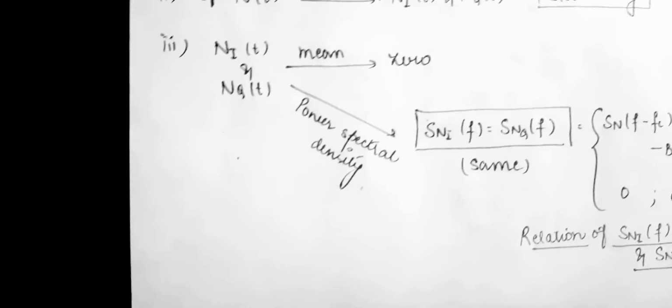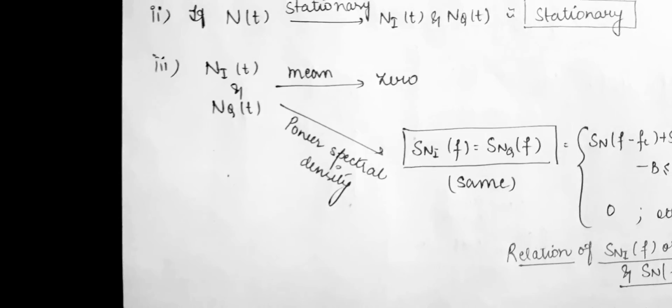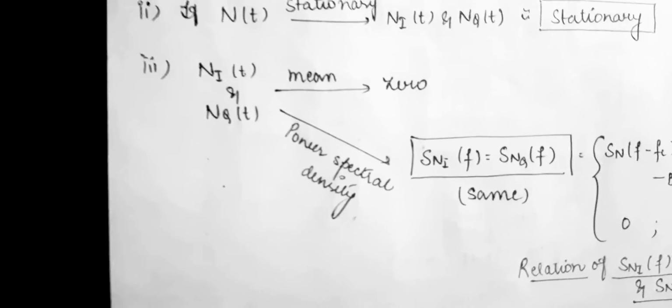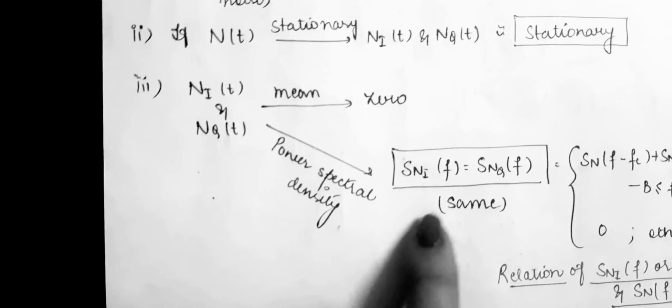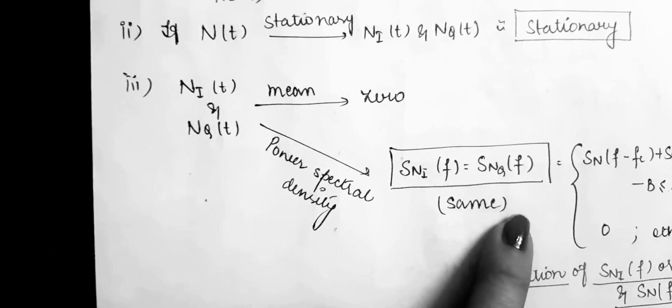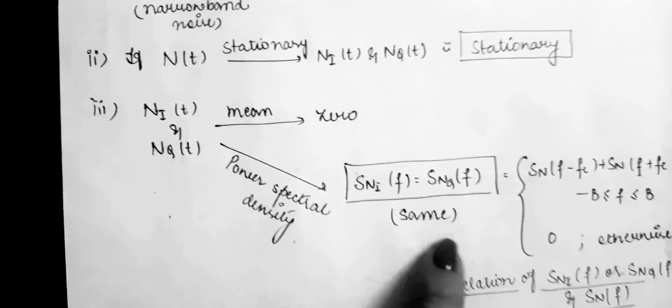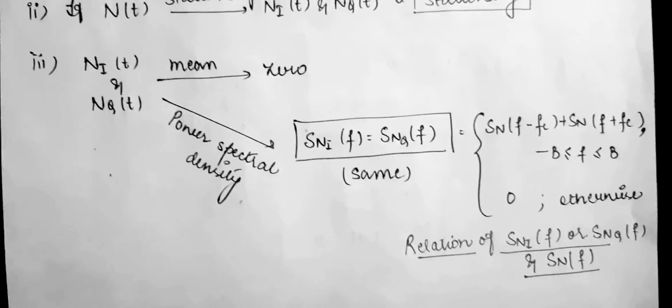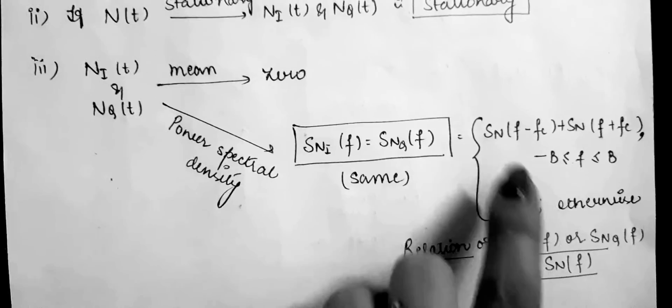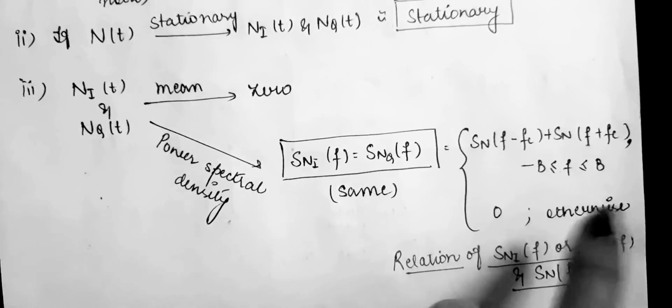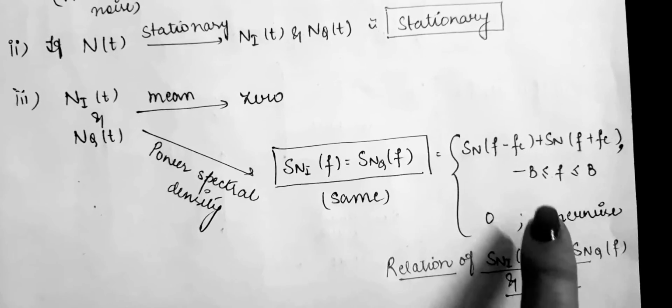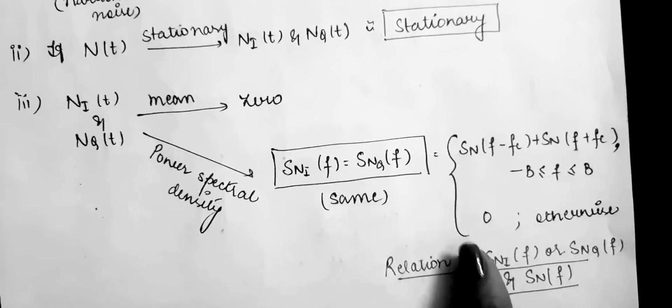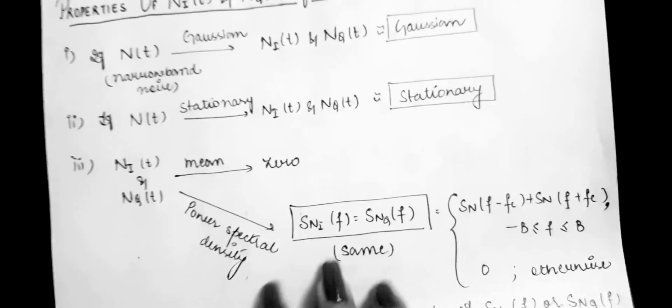Now the third property: when n_I(t) and n_Q(t) have mean 0 and power spectral density S_NI(f) equals S_NQ(f), that is both are identical, we get the relation S_NI(f) or S_NQ(f) equals S_N(f minus f_c) plus S_N(f plus f_c), having band limited minus B to B and 0 otherwise. So we'll see the relationship between S_NQ, S_NI and S_N(f).